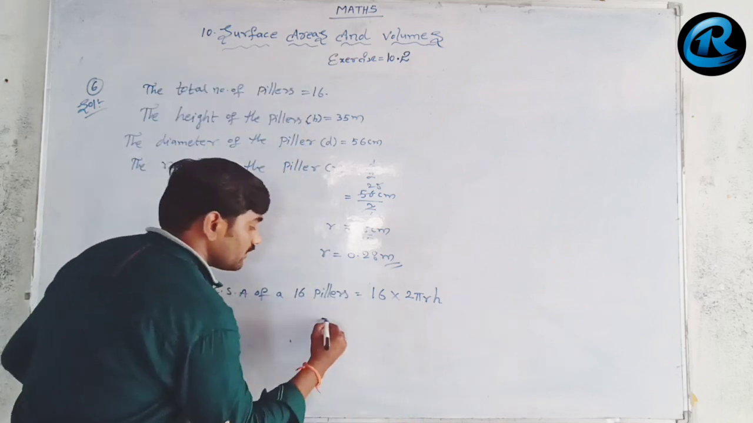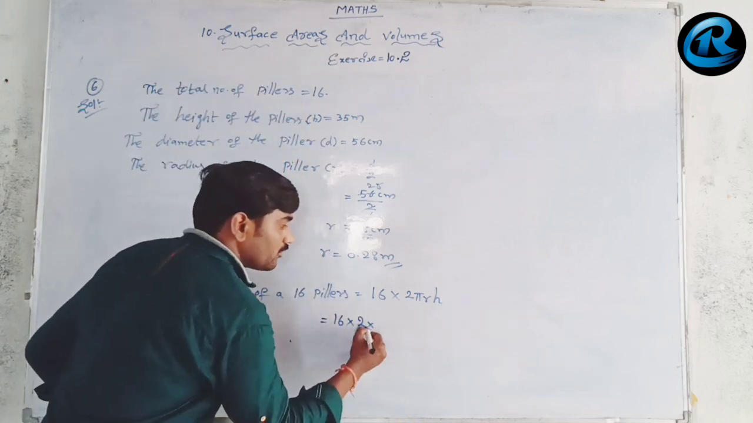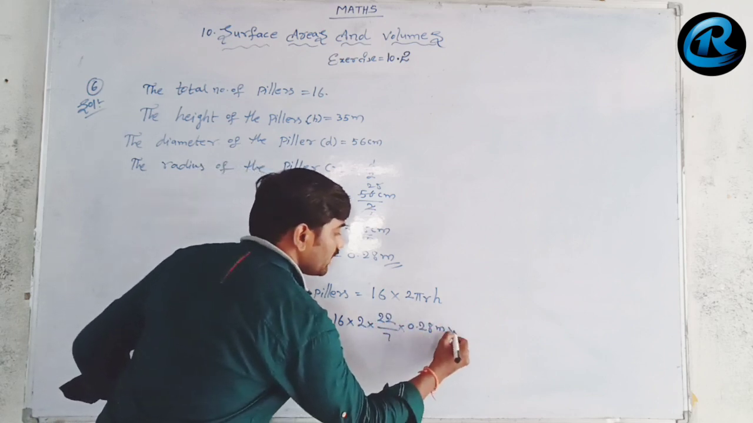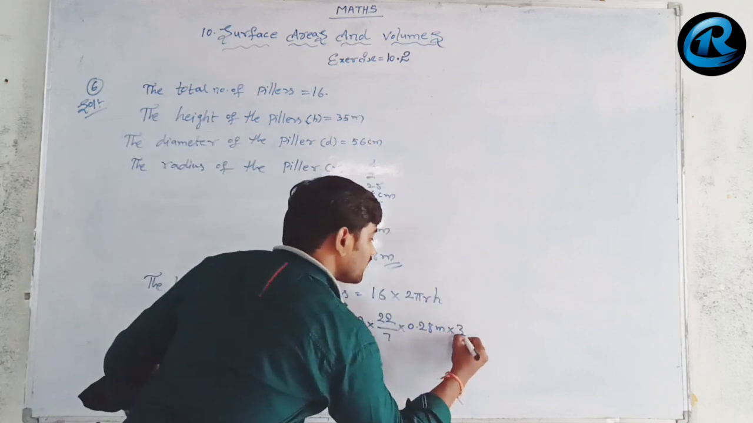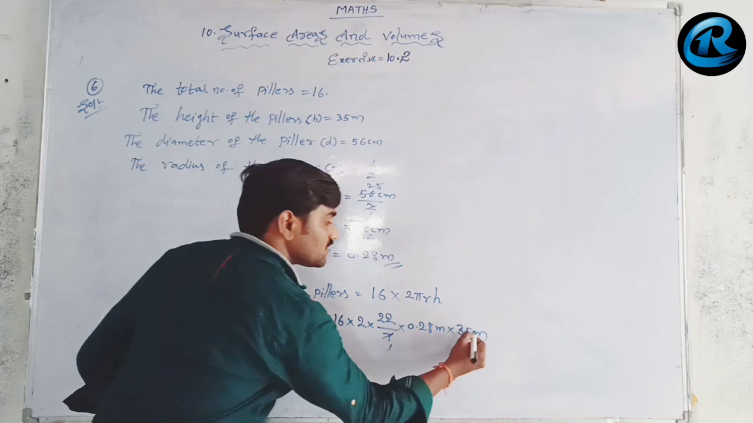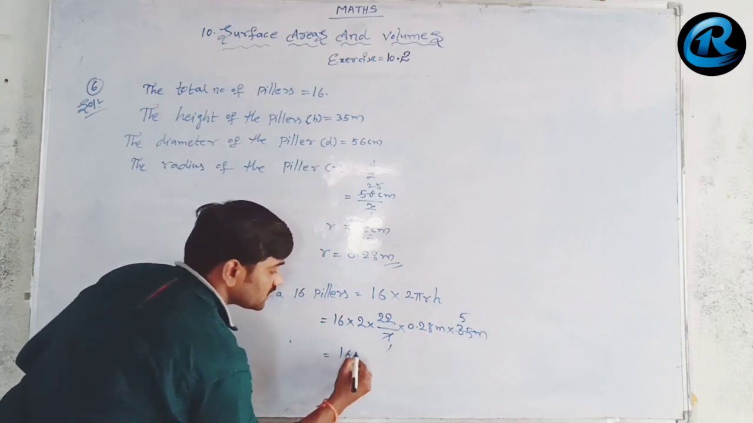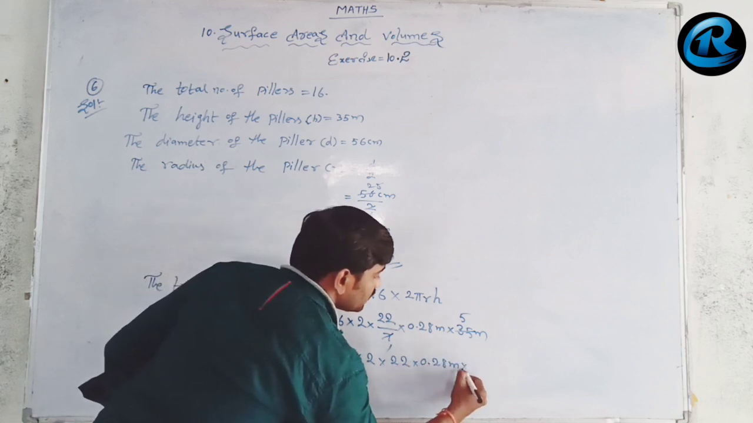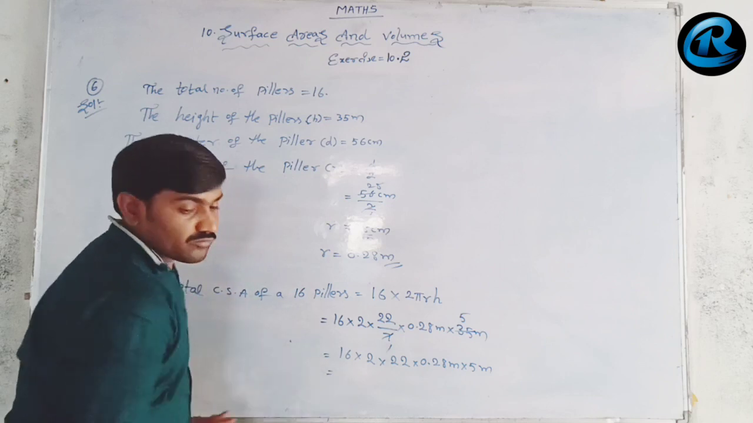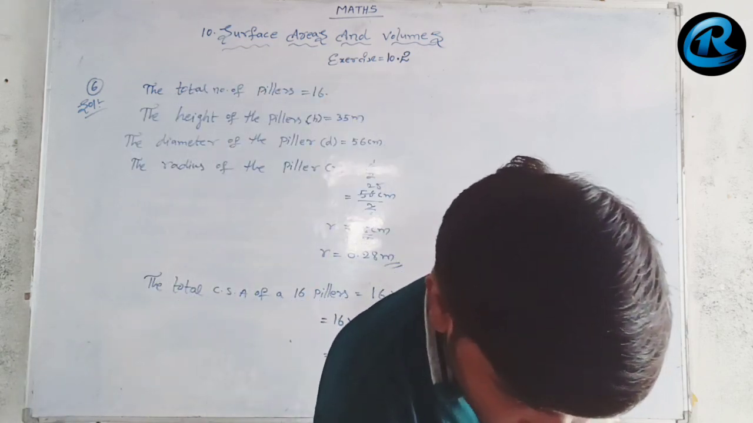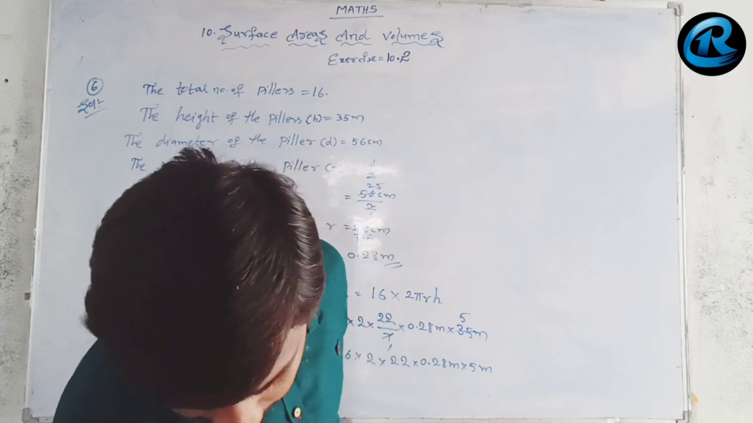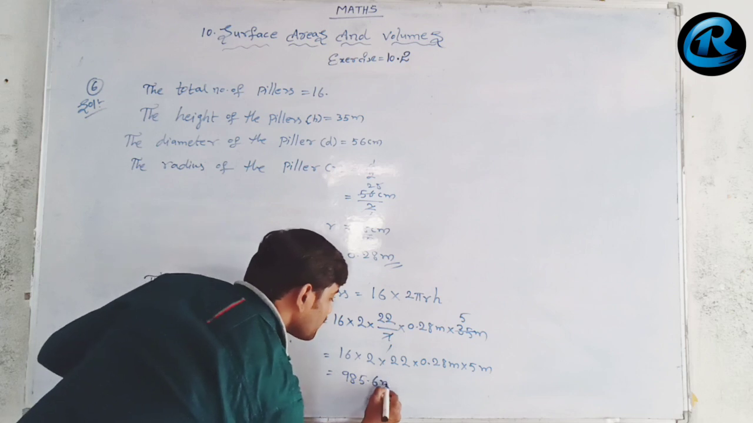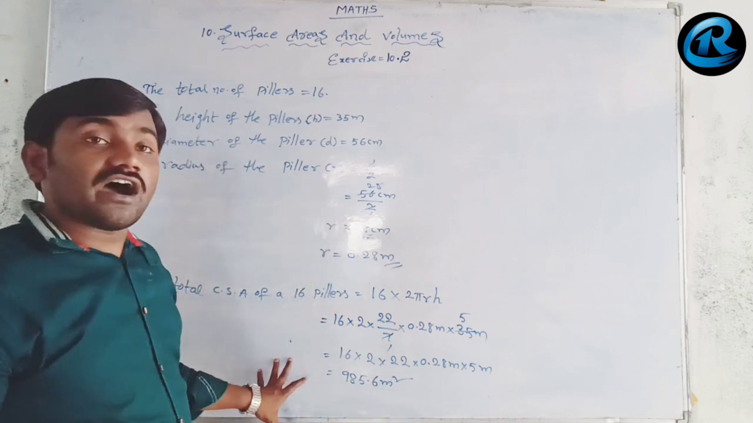So here we use 16 into 2 into pi value 22/7, r value 0.28 meters into h value, the height of the pillar is 35 meters. 7 ones are 7, 5s are 5. So 16 into 2 into 22 into 0.28 meters into 5 meters. When you multiply all this, definitely you get 985.6 meters square. This is the area of the 16 pillars.